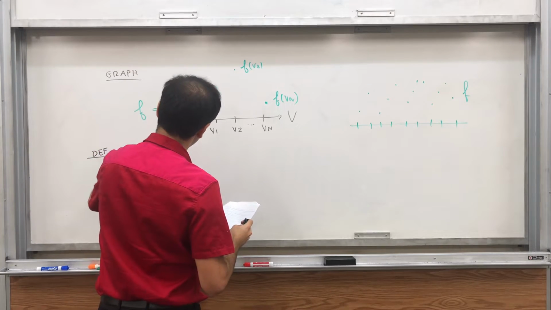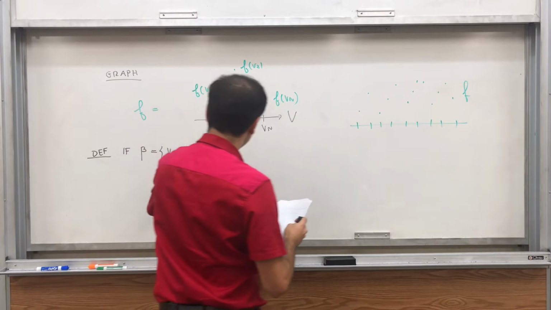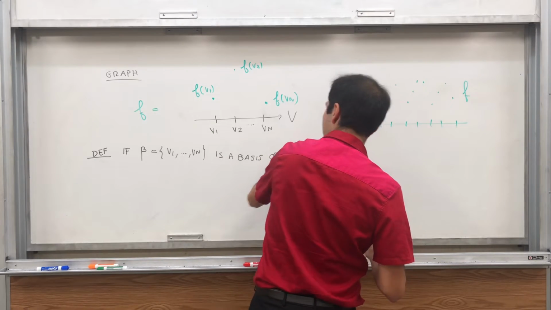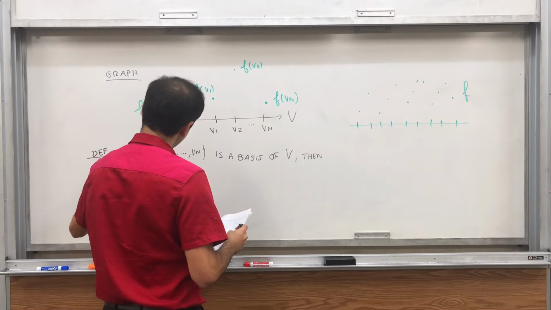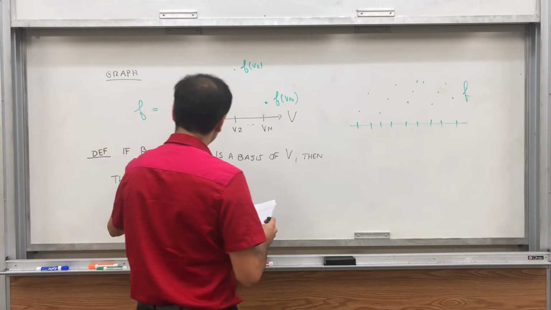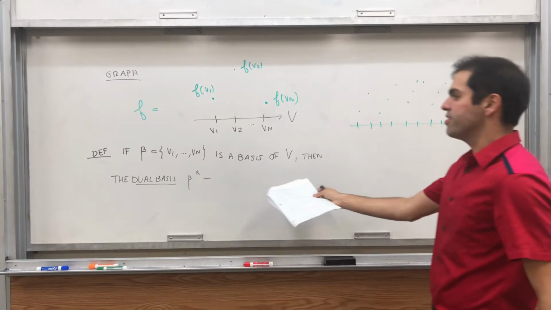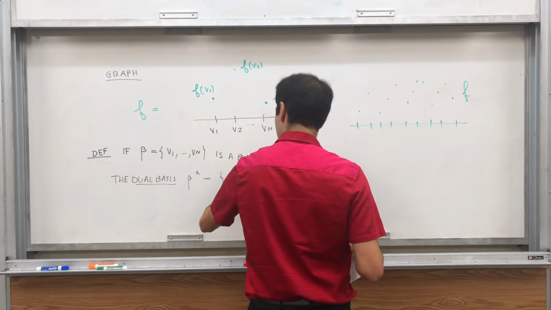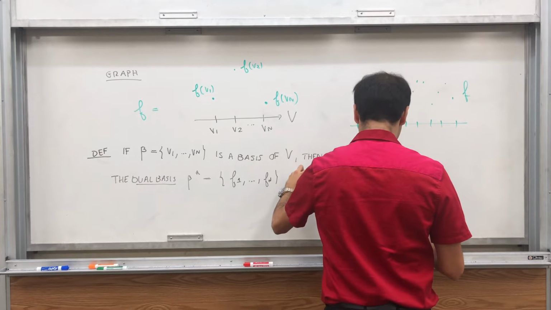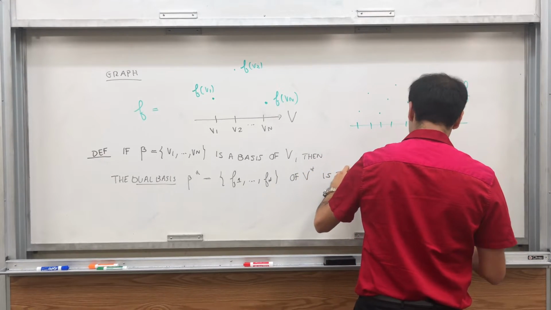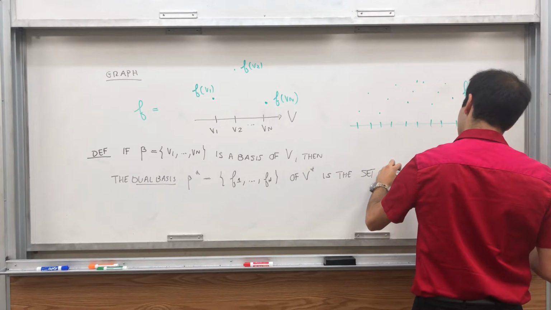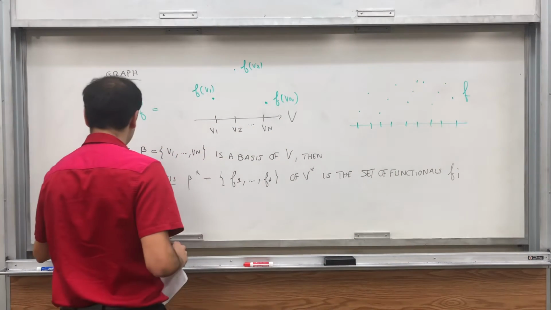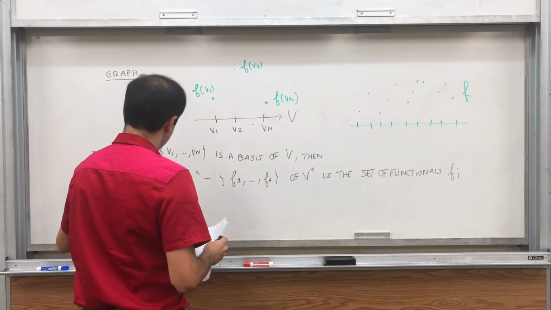If beta, let's say again, V1 up to Vn, is a basis of V, then the dual basis beta star, which is a dual basis of V star, so the elements are functionals, let's call them F1 up to Fn, in V star, is the set of functionals Fi, simply defined by the following.